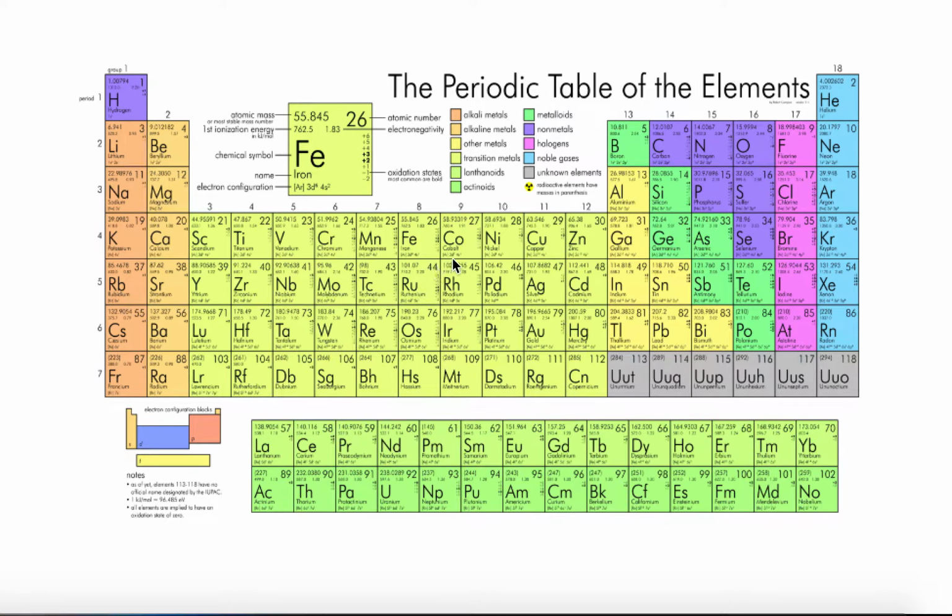Hello everyone. So last time we talked about the periodic table, the history of it, how the elements are arranged. Today we're going to talk about some patterns that we notice on it. So to start off, we're going to talk about the atomic radius.